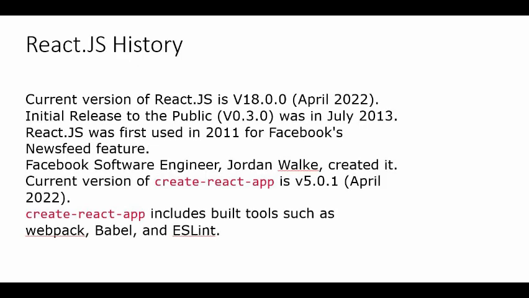React.JS History. Current version of React.js is version 18.0.0, April 2022. Initial release to the public, version 0.3.0, was in July 2013. React.js was first used in 2011 for Facebook's newsfeed feature. Facebook software engineer, Jordan Walke, created it.